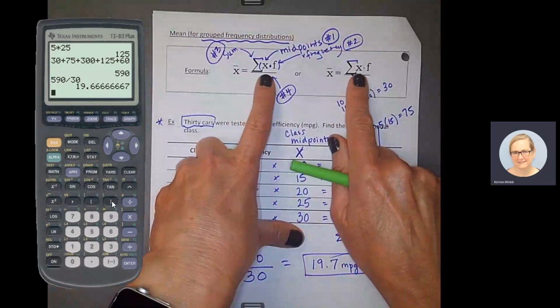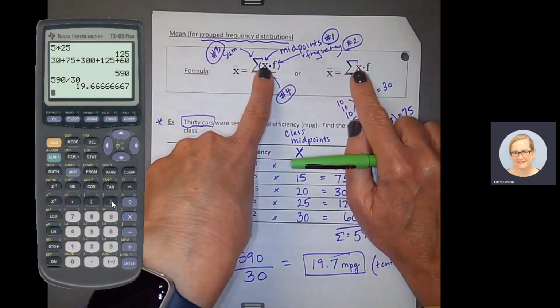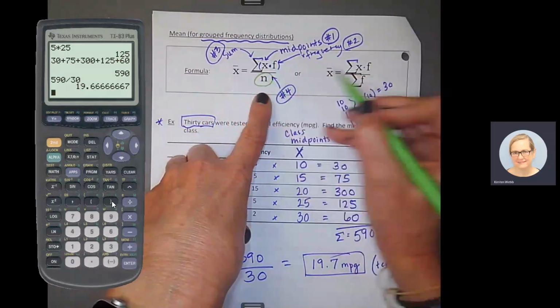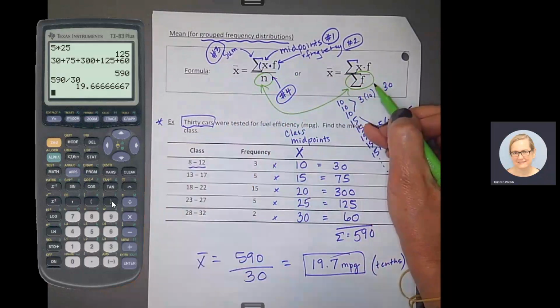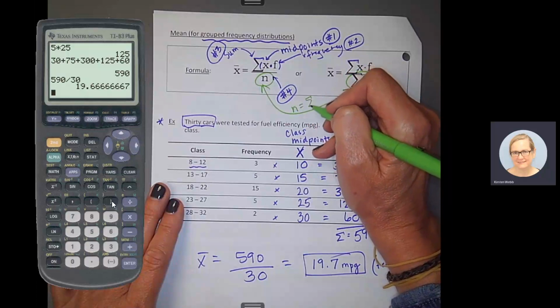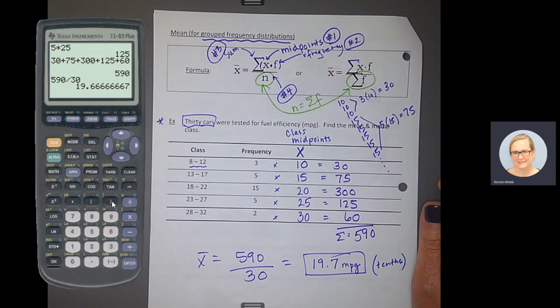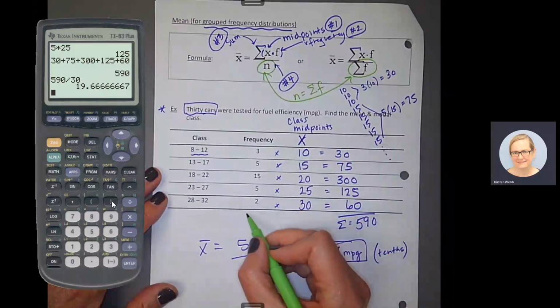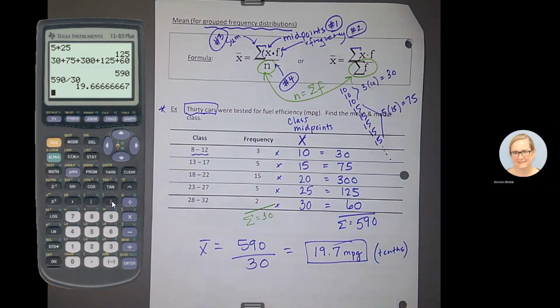Yeah, and that's why there's a second version of the formula. You might notice up here, they're pretty much identical, except for this. If we don't know n outright, we can find it by adding up the frequencies. n is going to equal the total frequency. So if they hadn't told us there were 30, we could add up this frequency column and find 30 for ourselves. Just two different possibilities.